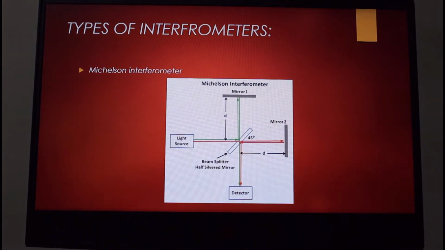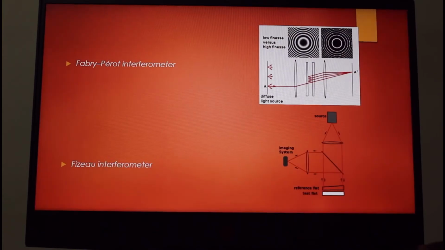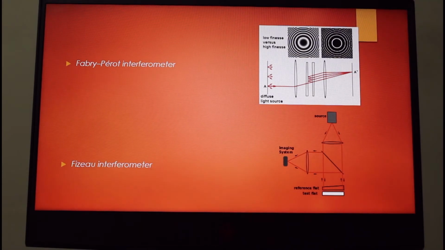So, types of interferometers. There are many types of interferometers, but only 5 seem to be very famous. So we'll see the 5 now. The first one is the Michelson interferometer, which was created in the late 19th century. You can see the respective image on the screen. So next is the Fabry-Perot interferometer and Fizeau interferometer, and their respective images are on the right side of the screen.